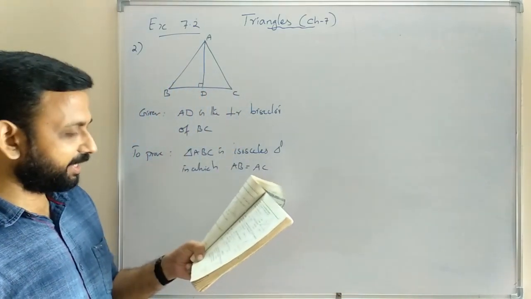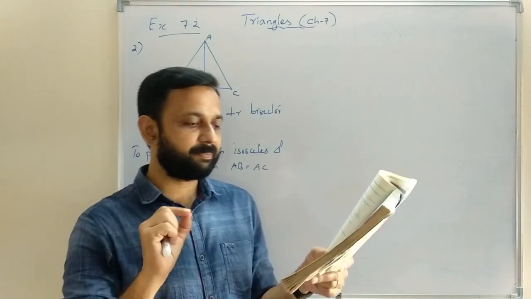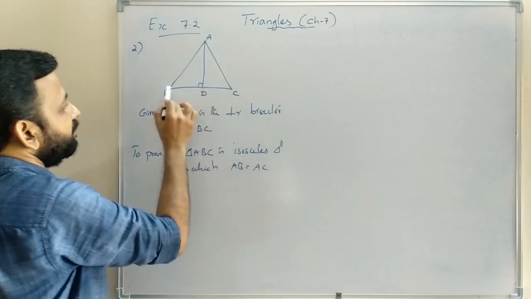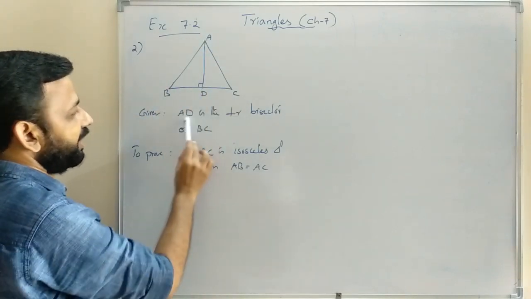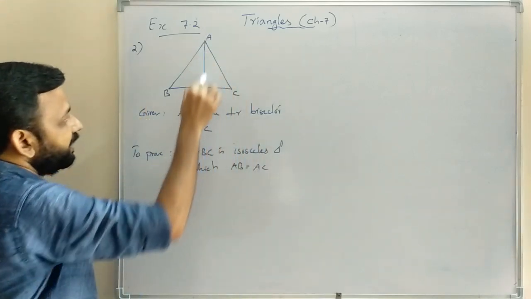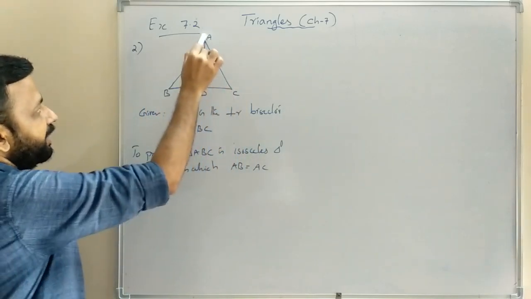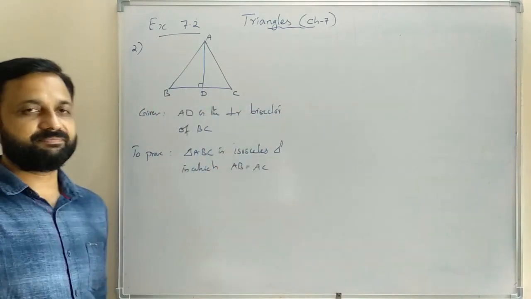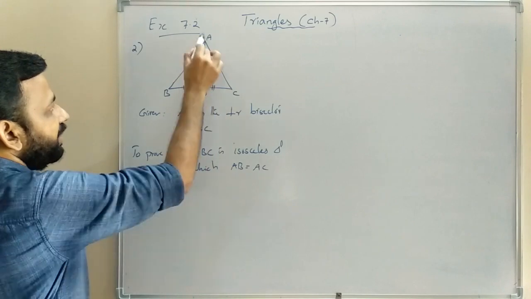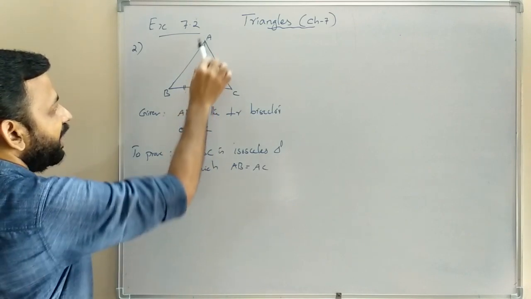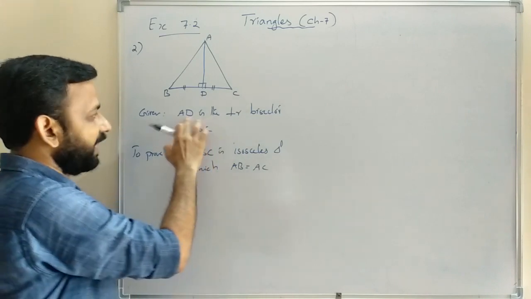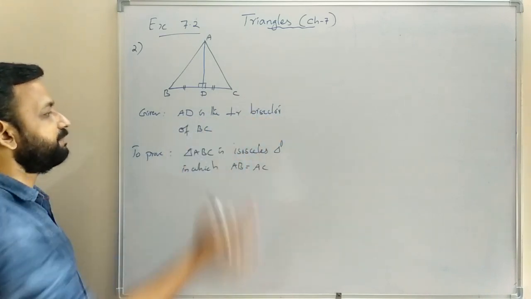In triangle ABC, AD is the perpendicular bisector of BC. That means AD is perpendicular to BC and AD bisects BC, that is, AD divides BC into two equal parts. That is the meaning of AD being the perpendicular bisector of BC.